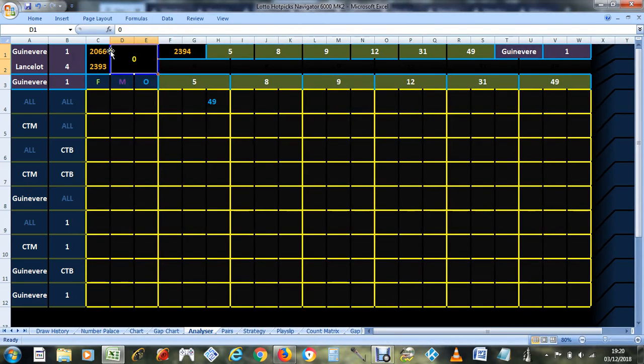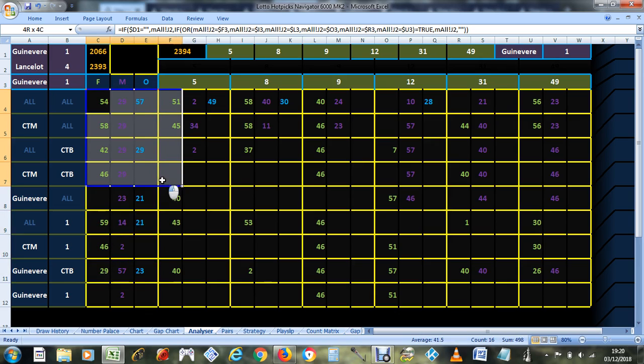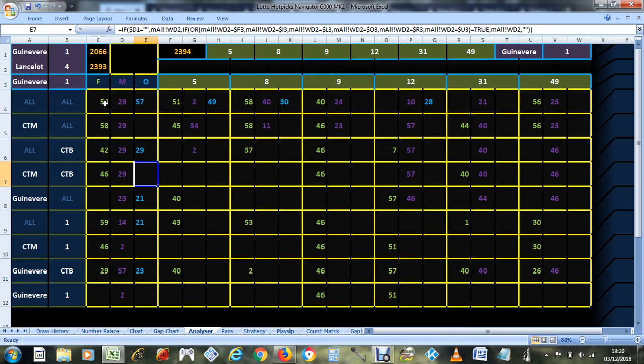this is my analysis. So for draw 2394, these were all the numbers that were standing out. Looking at the main chart, the current trend, and then in the draw, the machine used was Guinevere and it was set balls 1. And these are all the coincidences for that machine and set of balls.